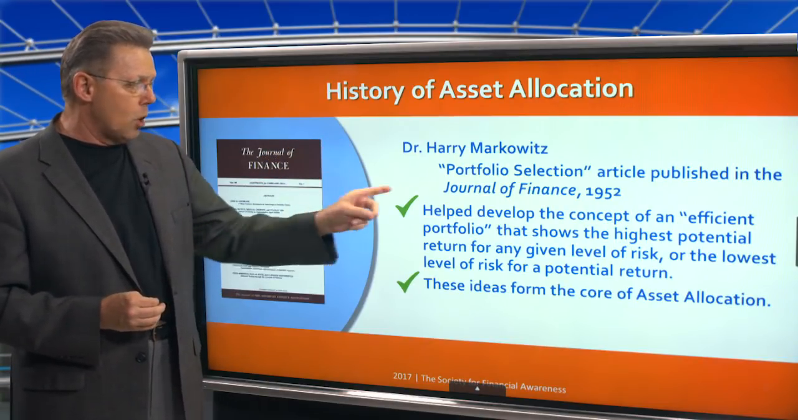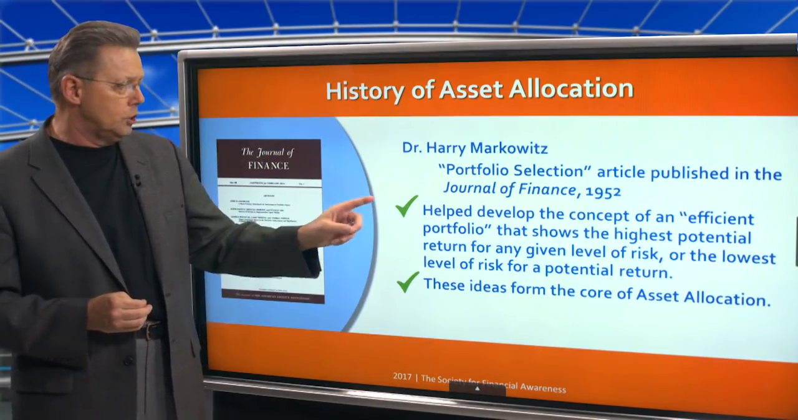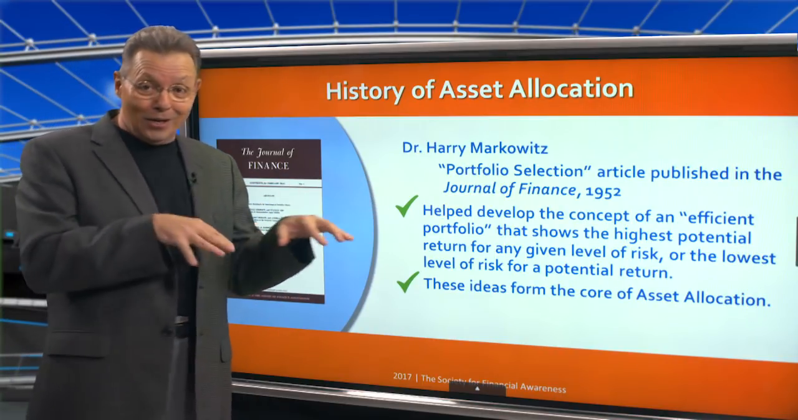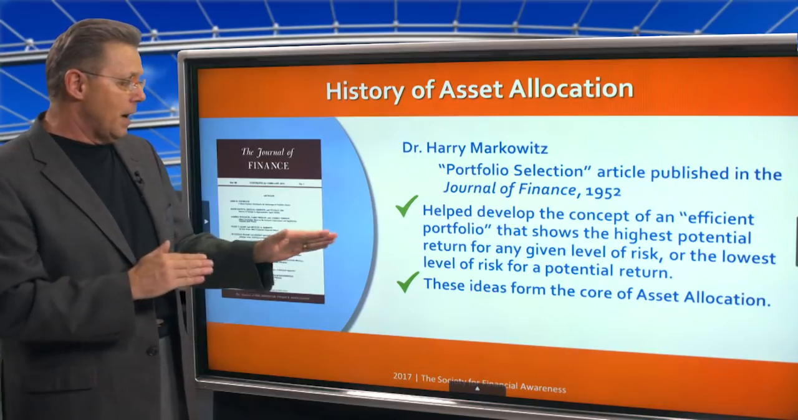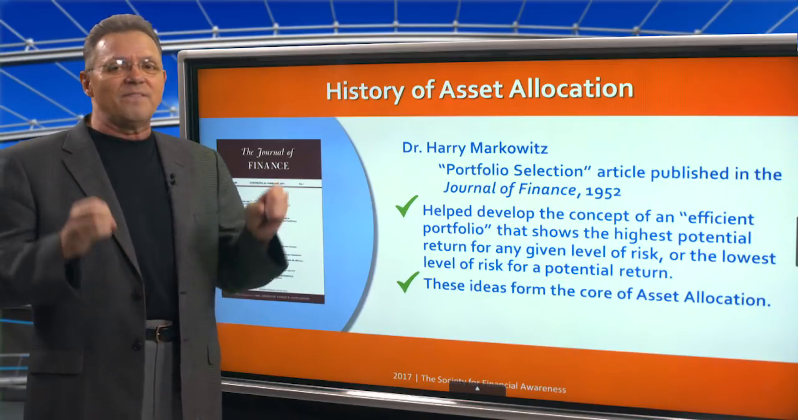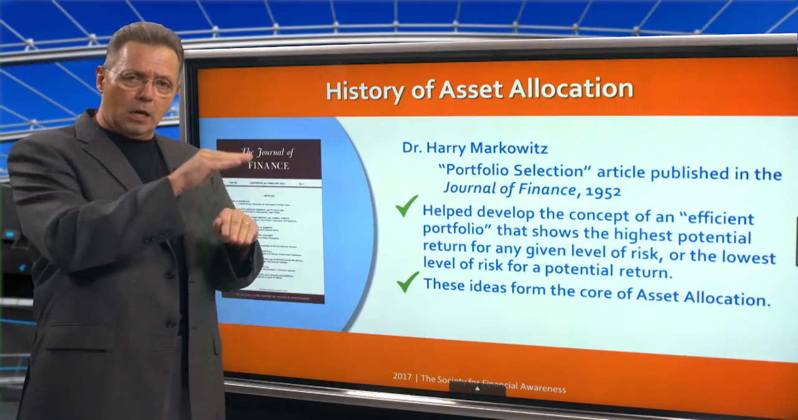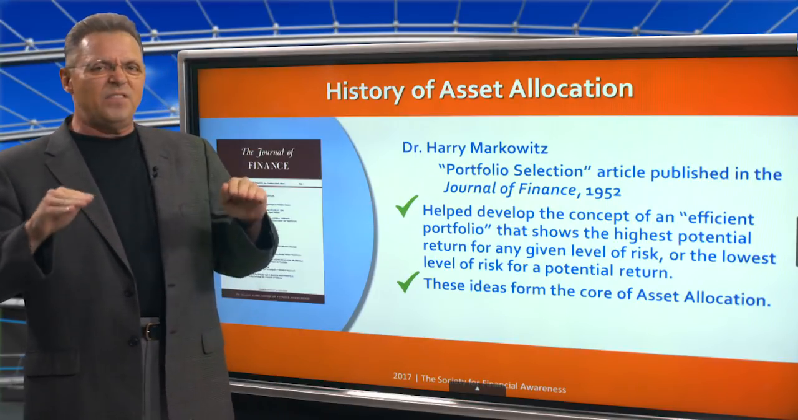History of asset allocation: Dr. Harry Markowitz, Portfolio Selection article published in the Journal of Finance in 1952. That is so long ago, it's almost the time I was born. Think about it, it helped develop the concept of efficient portfolios. Now we're trying to go to another step, which is I not only want efficient portfolios, I want efficient expenses for those portfolios.